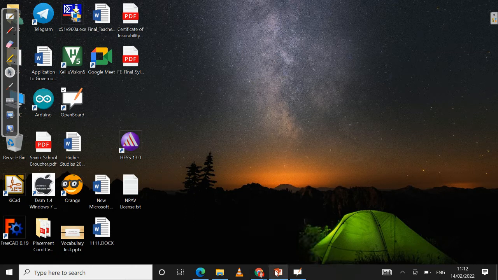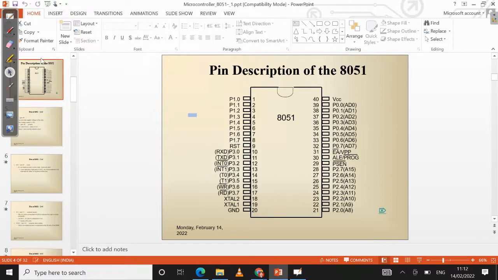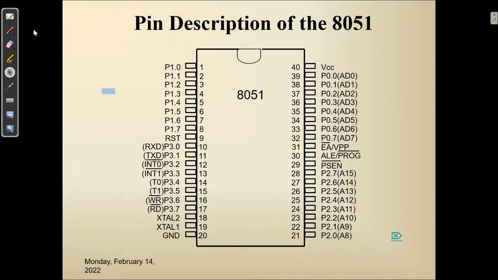Yes. Okay. So everyone please draw this diagram. Pin configuration of 8051. Fast. Everyone draw this figure. Pin description of 8051. Fast. 8051 is a 40 pin IC. There is a notch at the top.